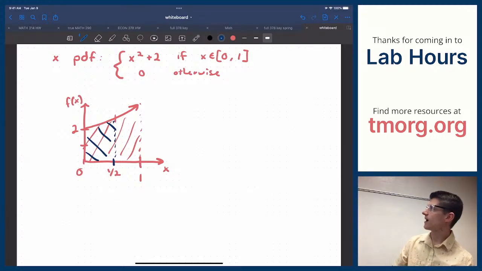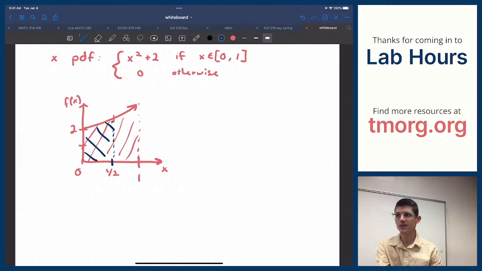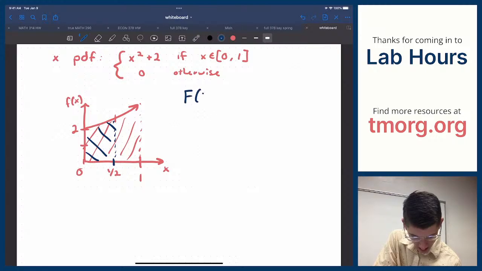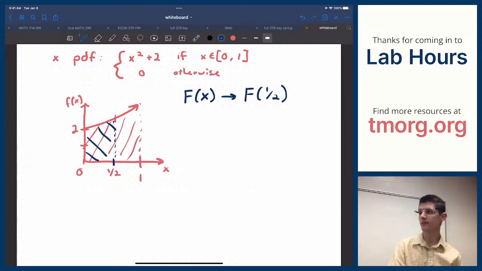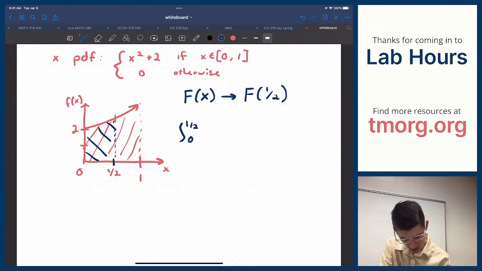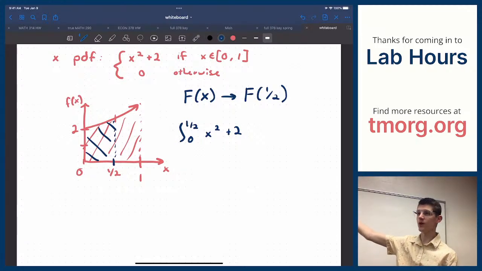There are two ways I could find that blue highlighted probability right there. From this PDF, I could calculate f of X and then plug in 1/2. CDFs are just integrals of PDFs. So I could integrate the entire function from 0 to X, or however we're going to do it, and then just plug in 1/2. Or alternatively, I can just integrate the PDF from 0 to 1/2, because I only want that much area.